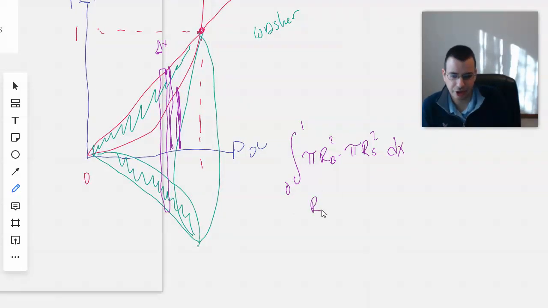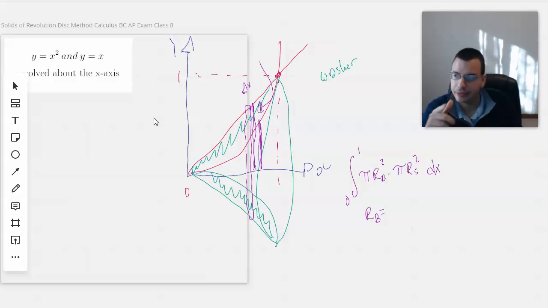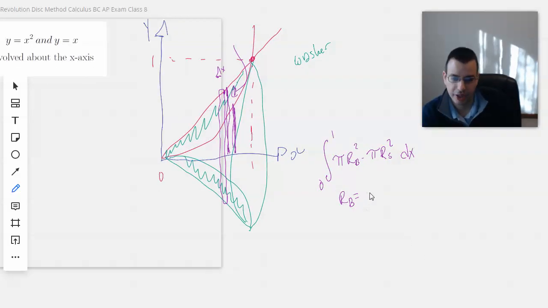First I'll find what r big is. So the big radius, that right there. And hopefully this makes sense. So we have a big circle minus a small circle. And then we're multiplying both of them by a delta x, or I wrote dx here. So the big circle will be y equals x, since y equals x is bigger than y equals x squared for 0 to 1. So r big equals x. r small equals x squared.